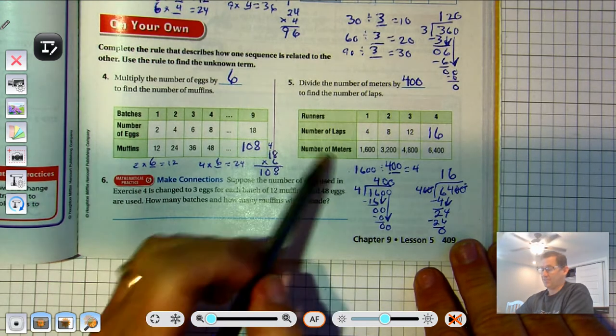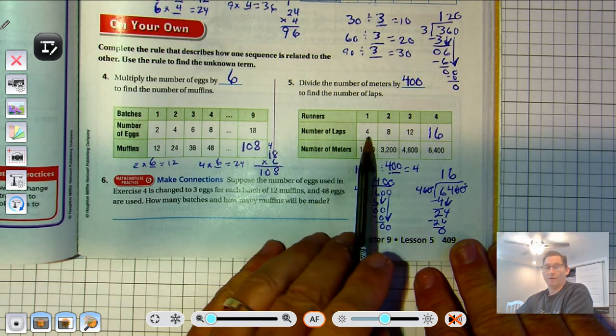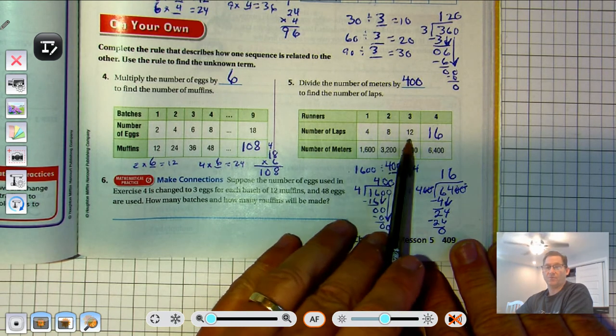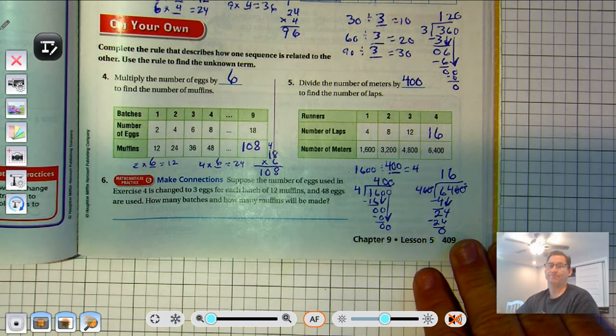And I can check just to make sure that the pattern is fitting. 4 laps plus 4 laps plus 4 laps plus 4 laps. Yep.